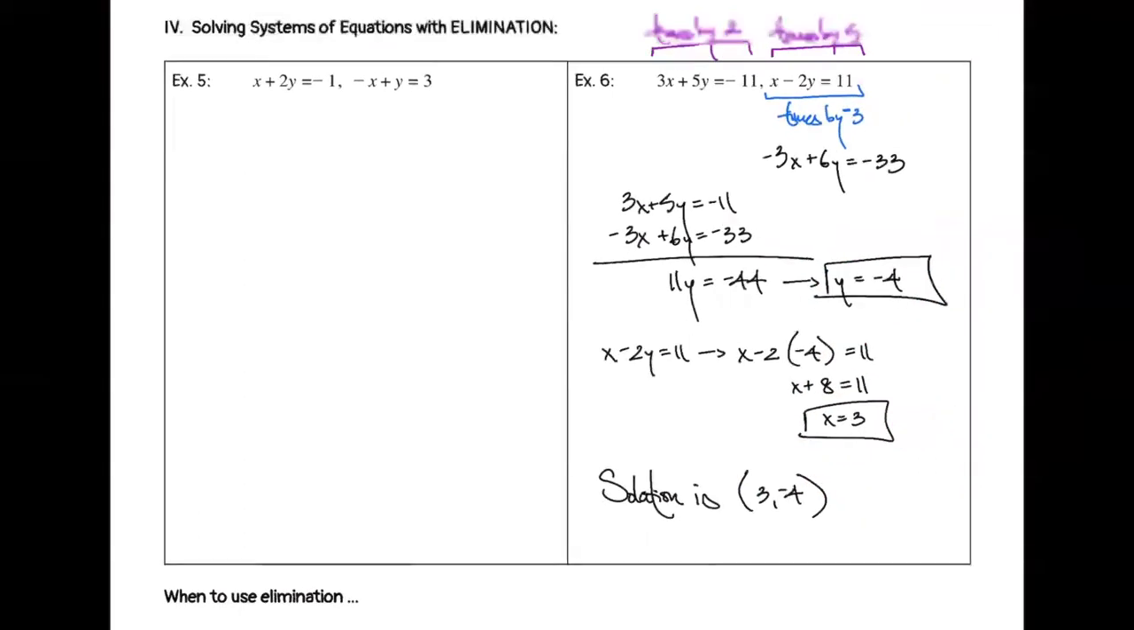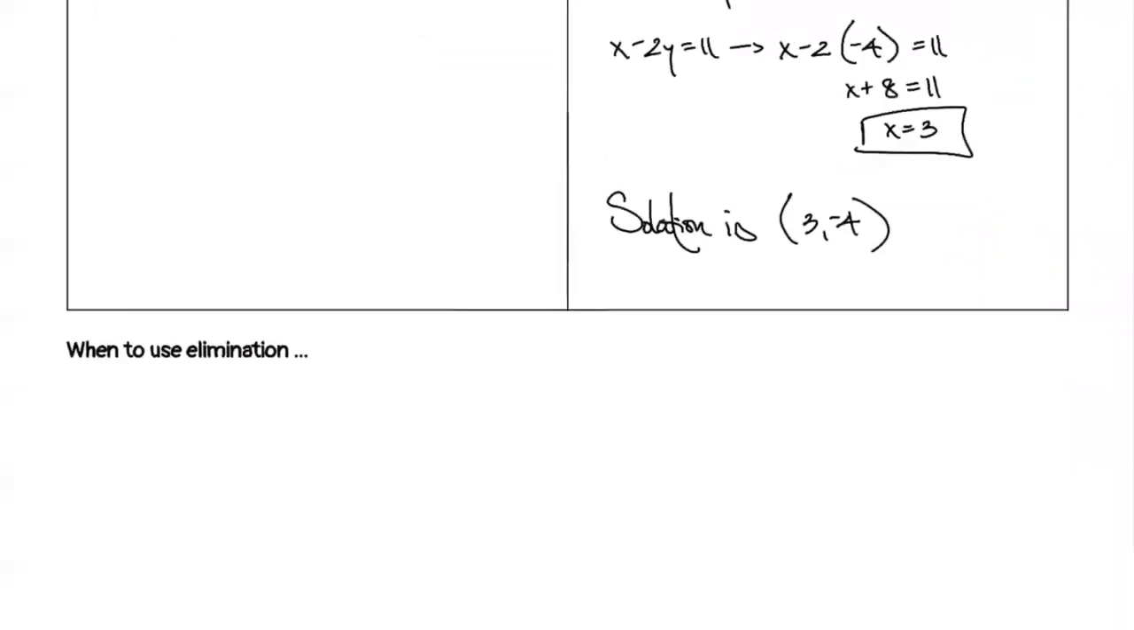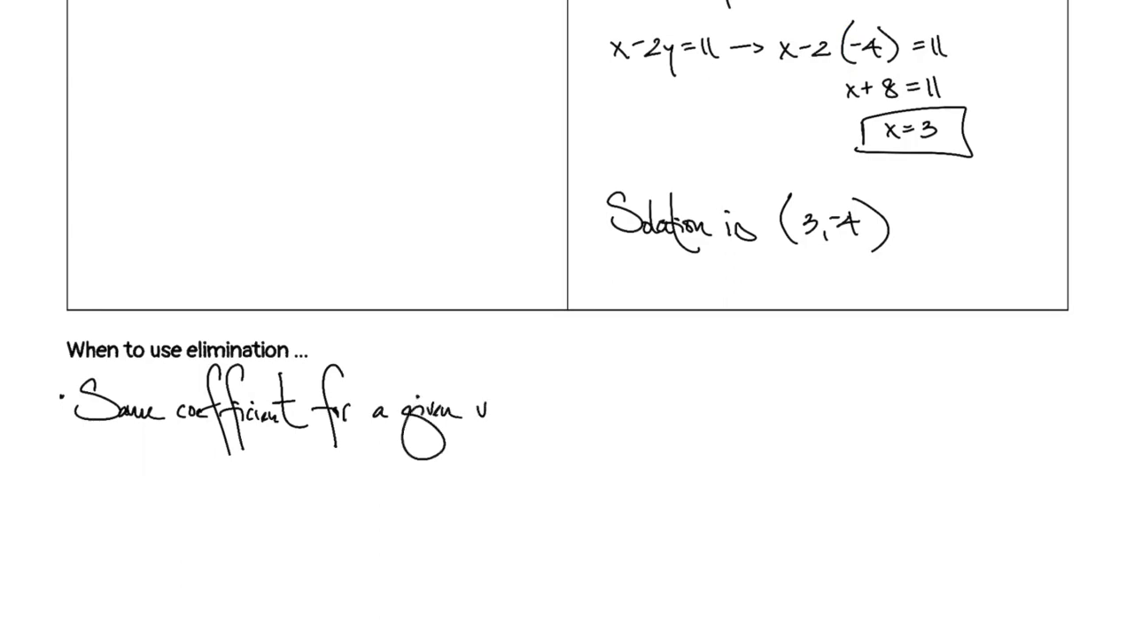And so there's another example for you to try on your own if you feel like that is something that would be helpful for you, right? But when to use elimination? I would say this, if you see the same coefficient for a given variable in both equations.